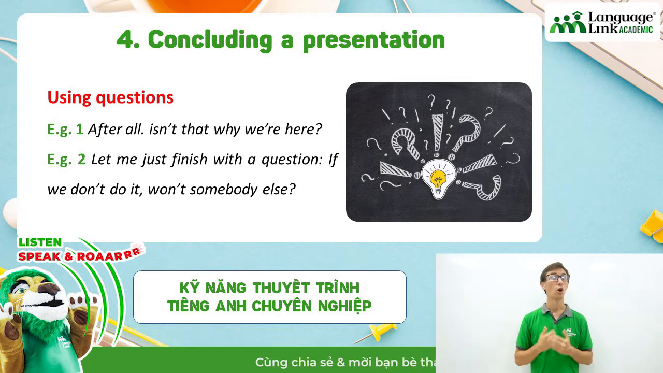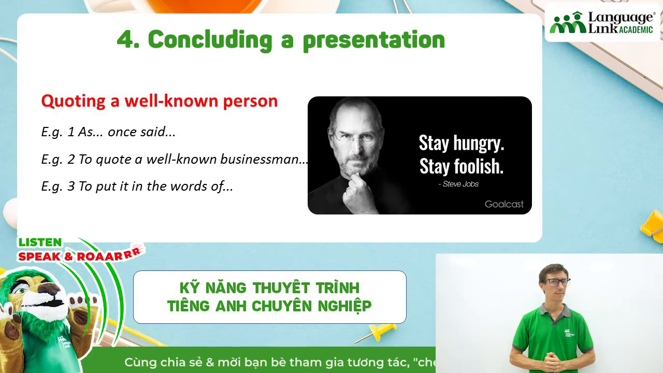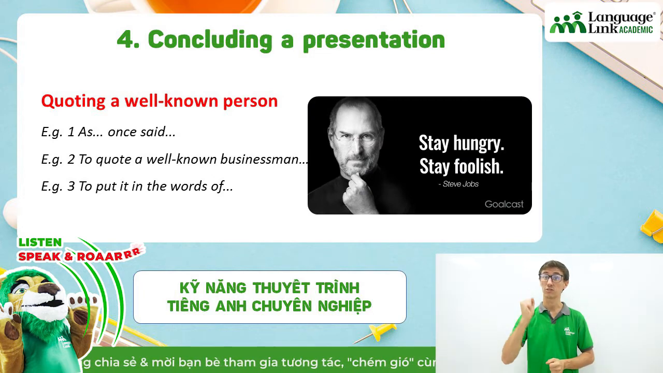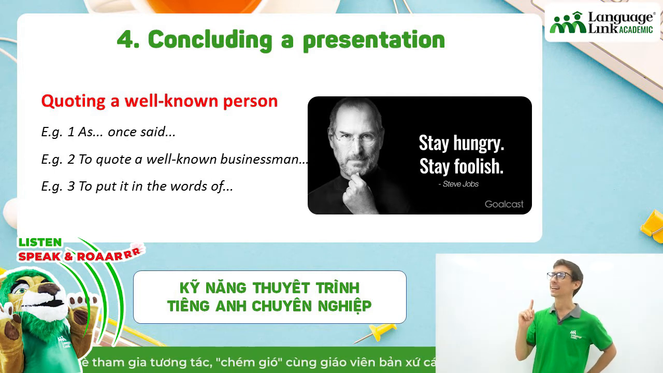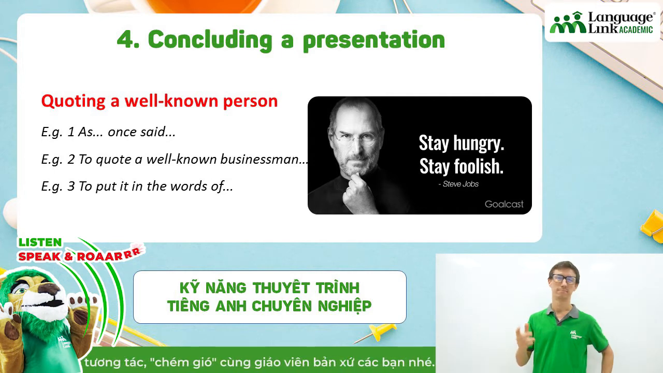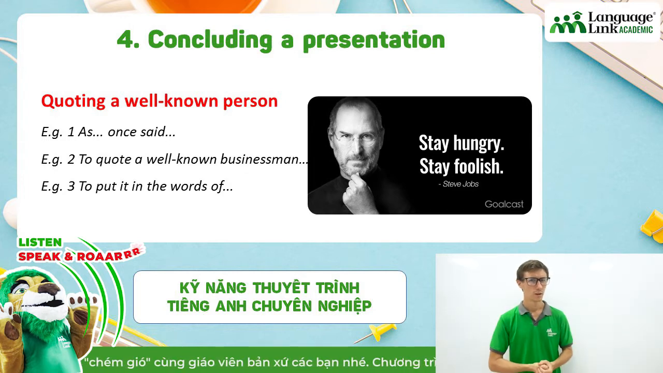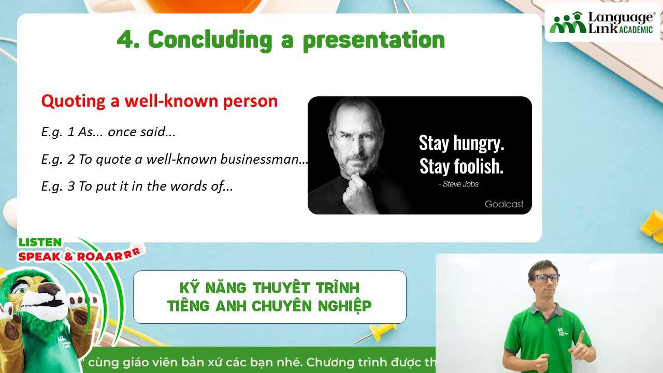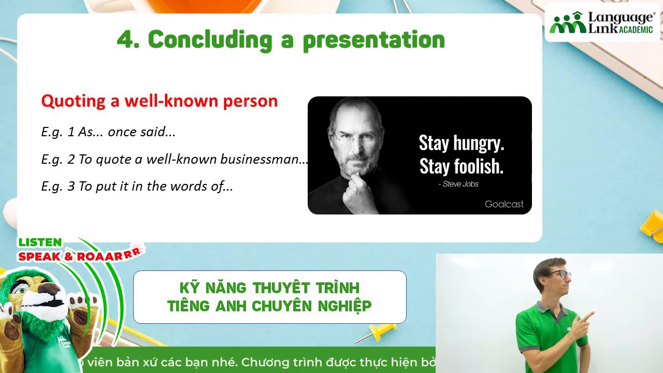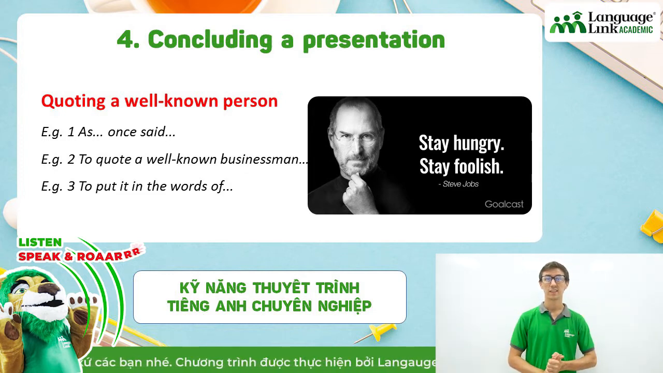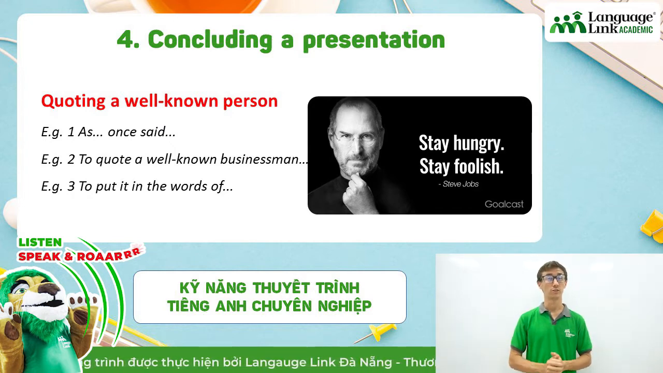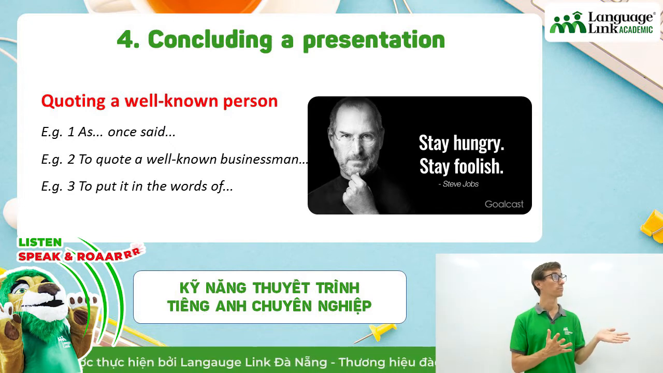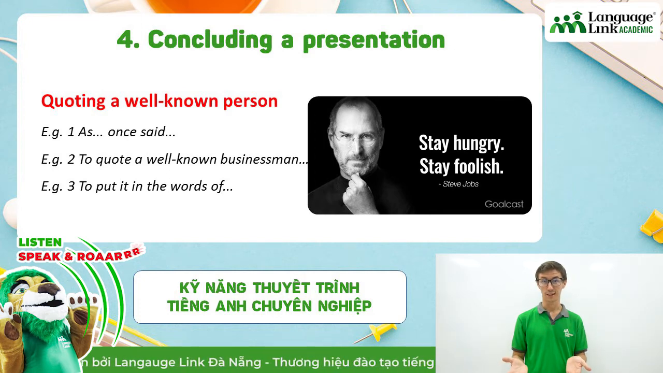Some people like to quote a well-known person. It's a common technique to make your point stronger or to stress your argument in your presentation. For example, as Albert Einstein once said, you can quote him here, to quote a well-known businessman, Steve Jobs said, or we can say, to put it in the words of, for example, to put it in the words of my idol, Donald Trump, and then we can put the quote at the end there.